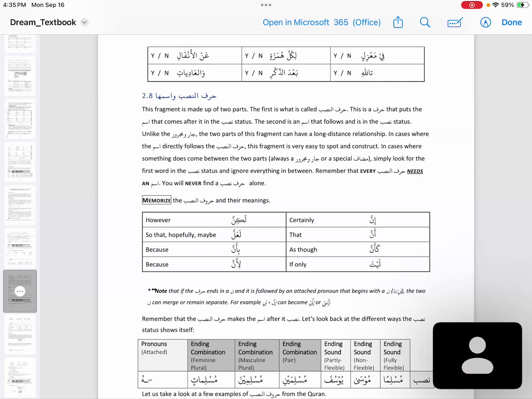Next, we are going to do, inshallah, Ism Mawsuf, the adjectives, and we are going to do Mudaf Mudaf Ilayh in the next class. But for now, this is it, inshallah.